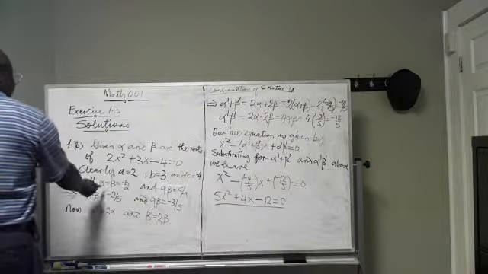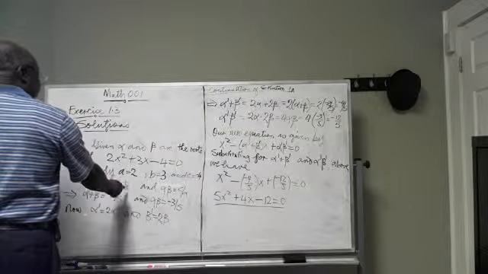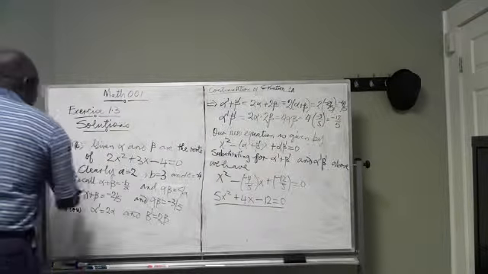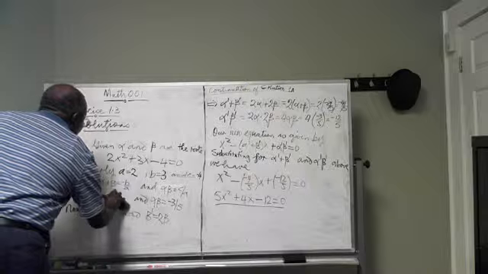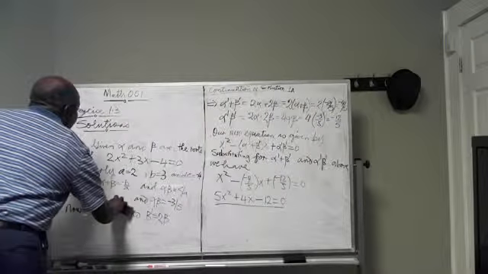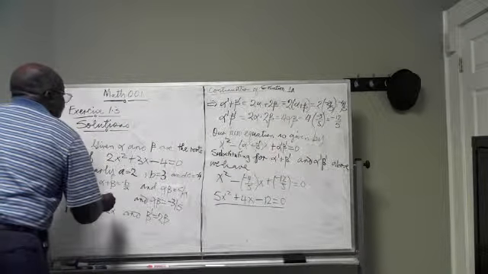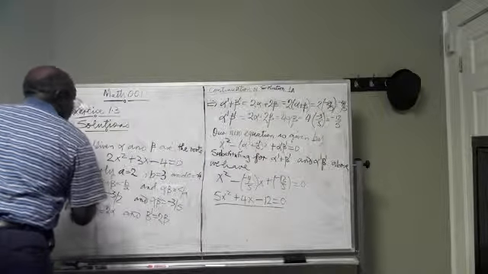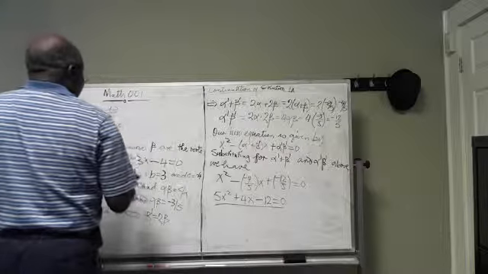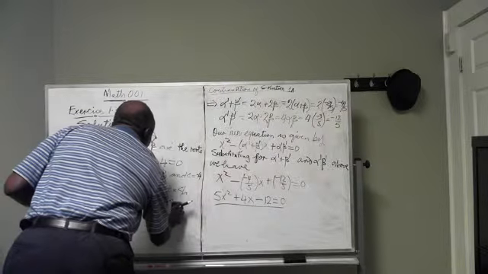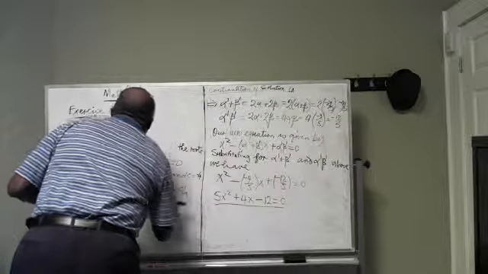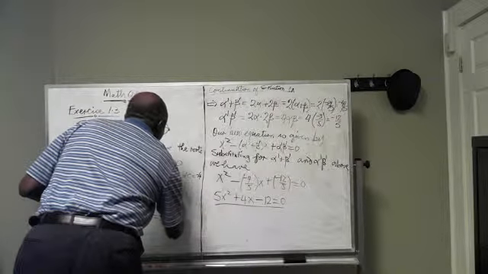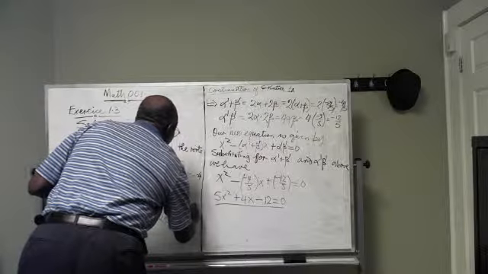We recall that alpha plus beta equals minus b over a, and alpha beta equals c over a, which implies alpha plus beta will be equal to minus 3 over 2, and alpha beta will be equal to minus 4 over 2, which is equal to minus 2.